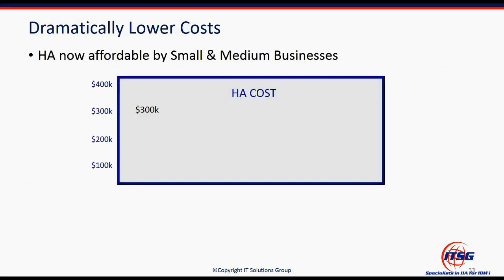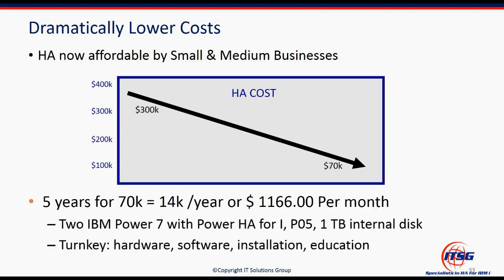Dramatically lower costs. Years ago when we started doing this, an average HA implementation was about $300,000 with the second system and the product installed and everything else. They're now getting down, in today's standards, to $70,000. Here's an example. We had a customer with a 5-year turnkey SLA and maintenance, the whole shot, at $70,000. That's $14,000 a year, $1,100 a month. Again, this is a turnkey Power 7 with PowerHA for IBM i, a Power 5 with 1 terabyte of disk, turnkey HA software implementation, education, the whole shot.